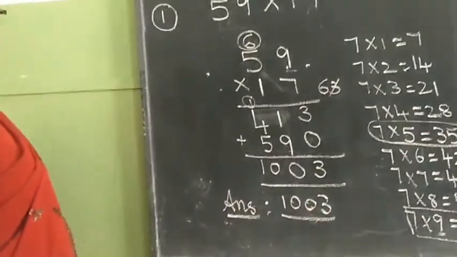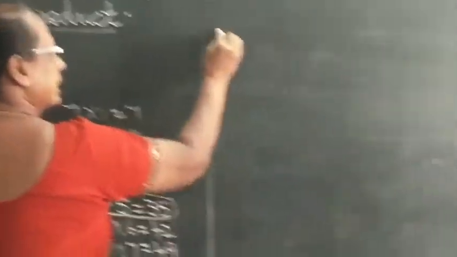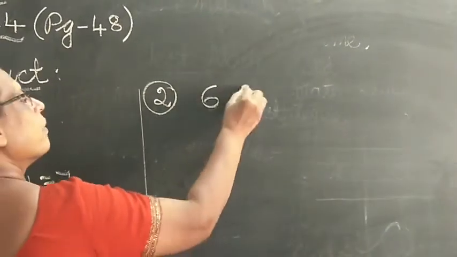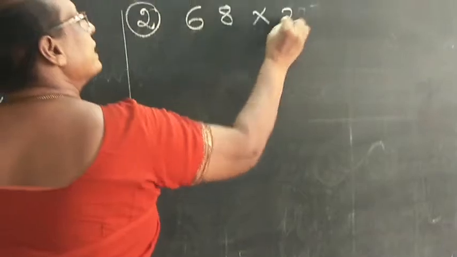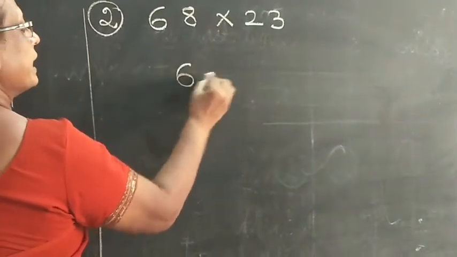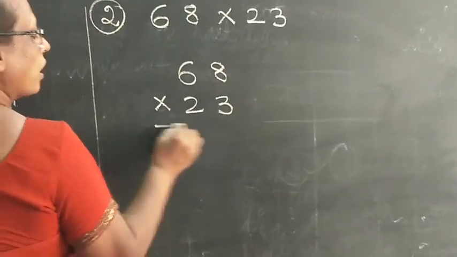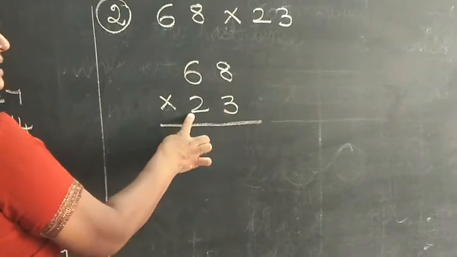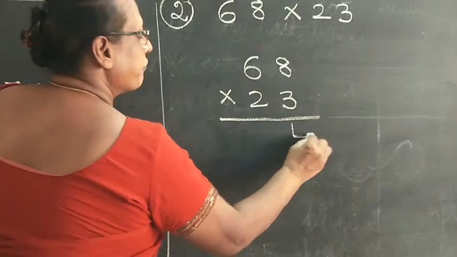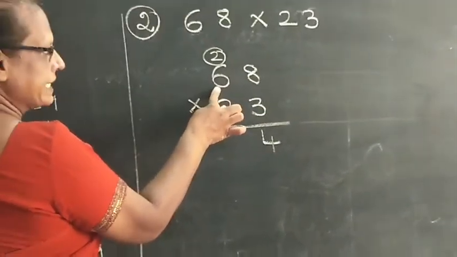Okay, children. Can you see the second sum? Okay, the second sum: 68 multiplied by 23. Now I think it's a very easy sum. 68 into 23. All will be thorough in the 3 tables and 2 tables, isn't it, children? It's very easy. So 3 8s are 24 and 3 6s are 18.